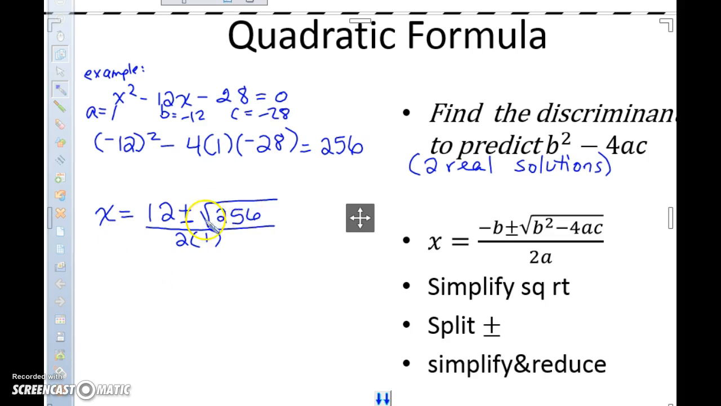Okay, we're going to simplify the radical, the square root. 256. What multiplies to get to 256? 16 times 16? Okay. So that makes that a perfect square, doesn't it? That one comes out nice and even. I'm not quite finished yet. I'm just giving you a moment to write down.